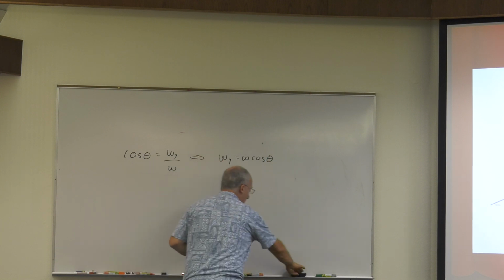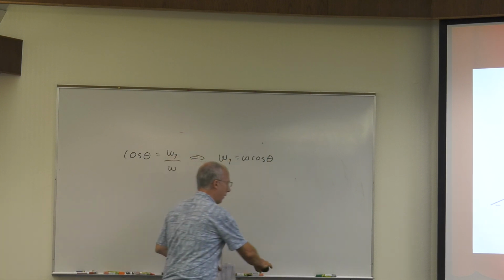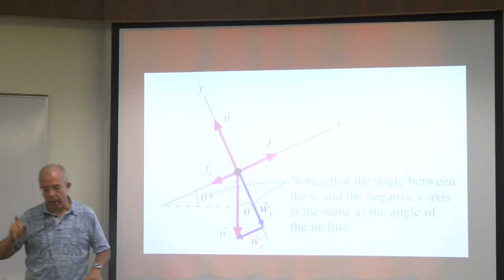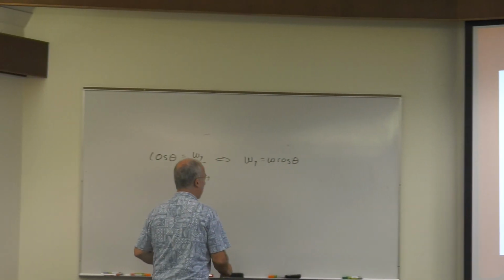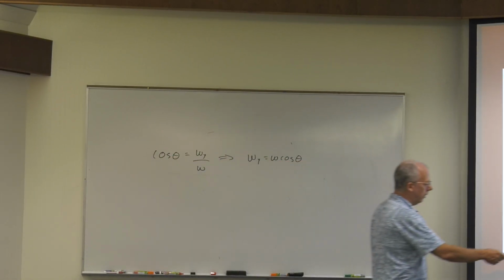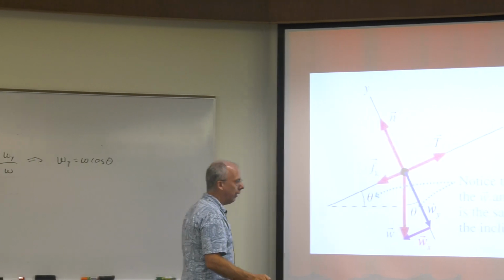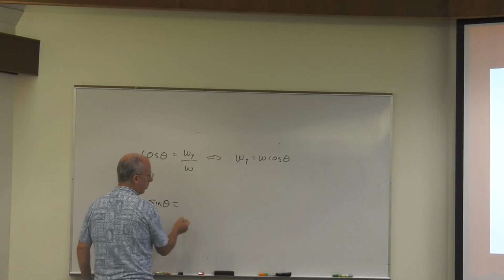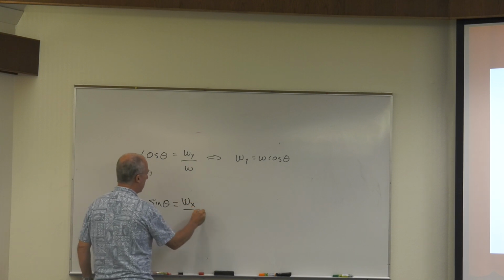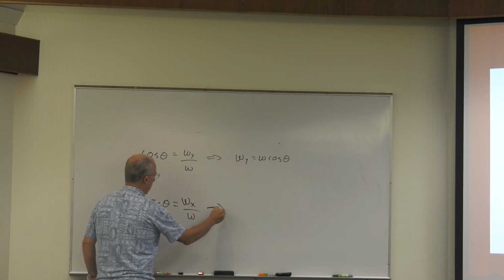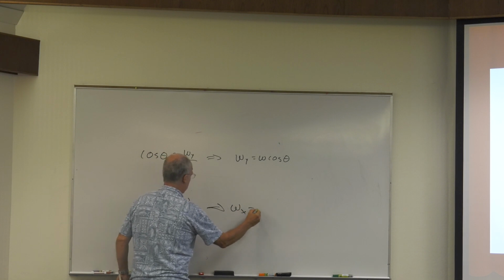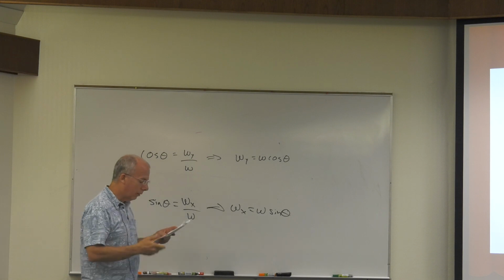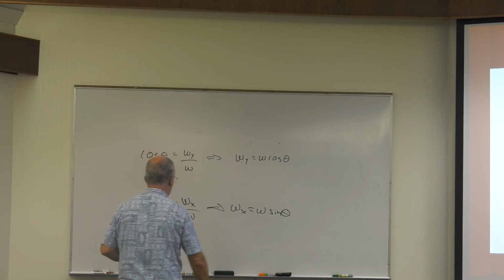Okay, let's do the other one. This is along the x-axis, and again, I don't care about the direction, just magnitude. We'll do the directions later. This is opposite of the angle, so that's sine. So sine theta equals opposite, wx, all over hypotenuse w. Therefore, wx equals w sine theta. So there you go.